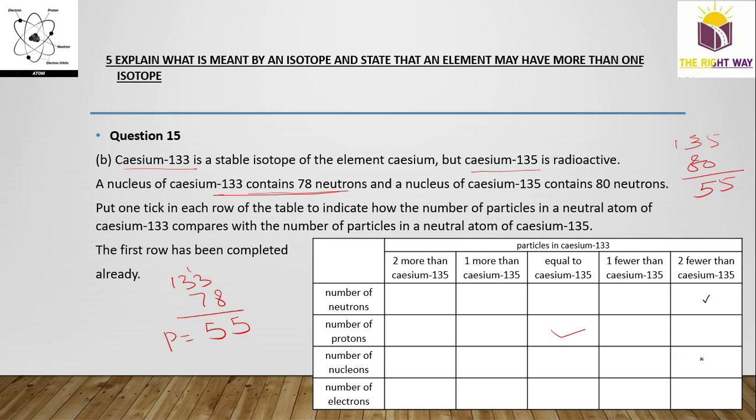The number of nucleons also has 2 fewer. Cesium-135 has 2 more than 133, so we write 2 fewer than 135. The number of nucleons in cesium-133 is 2 fewer than in cesium-135. And the number of electrons must be equal.